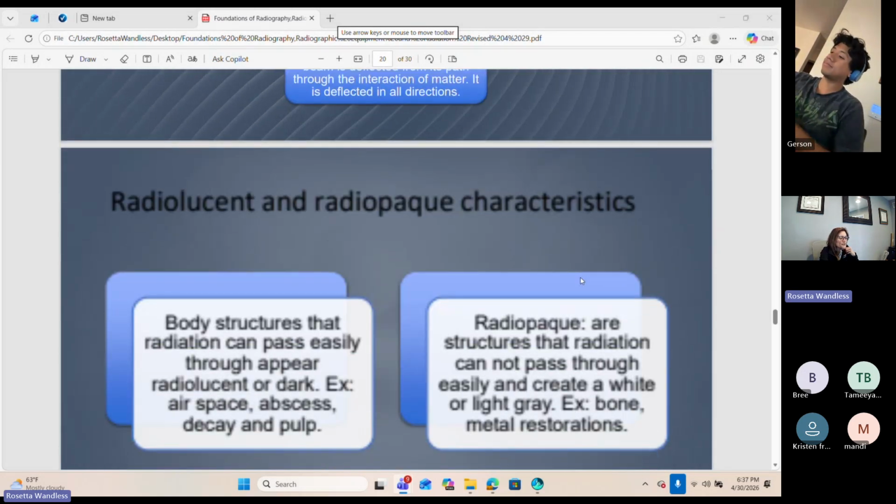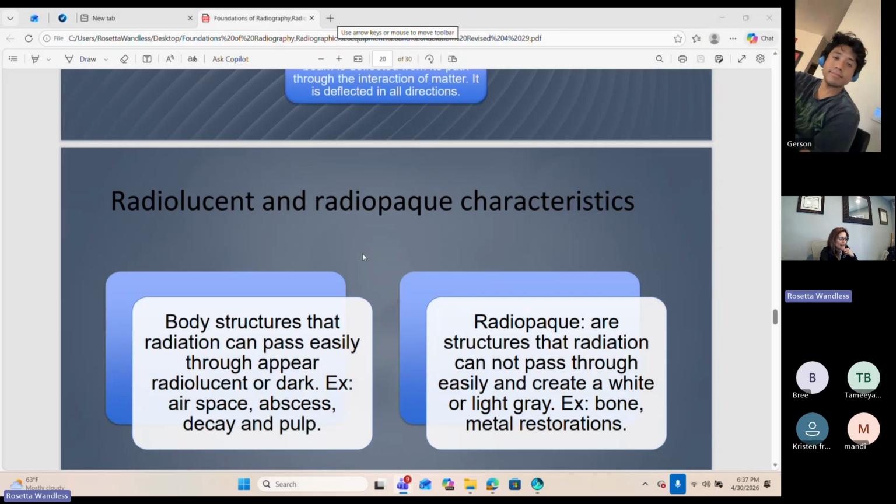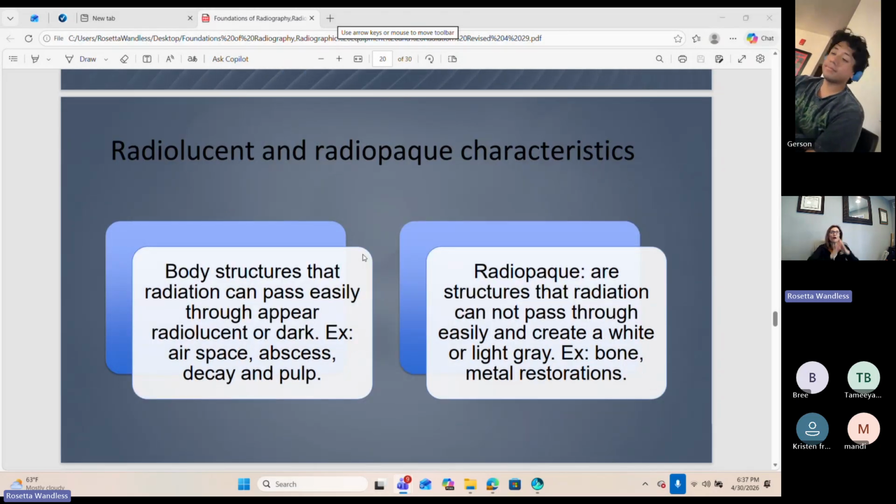Now, these 2 definitions are a really huge important piece, and when we get into anatomical landmarks next week, super huge. So radiolucent and radiopaque. Does anybody know what a radiolucent image would be? Garson.